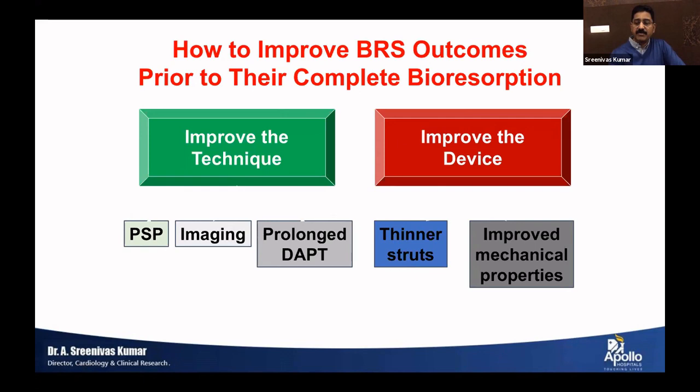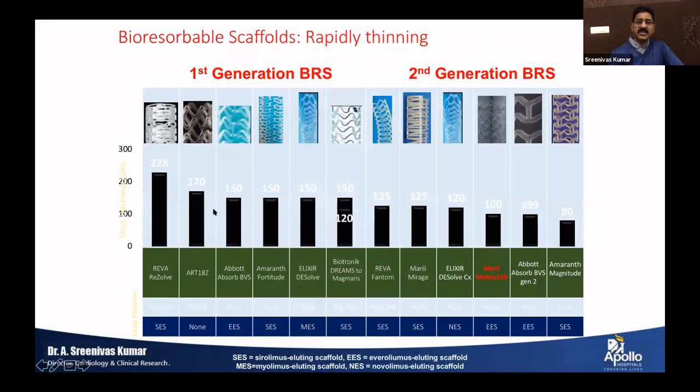Now the Reva platform and the Biotronik magnesium platforms are working on it. These are the first generation ones, which had a very thick platform. Initially, it started with 228 microns. From there, at the 150 range, it was launched into the market. Then it's further coming down and down. And now this Meril MeRes is 100. They call it MeRes 100. That is 100 micron strut thickness.